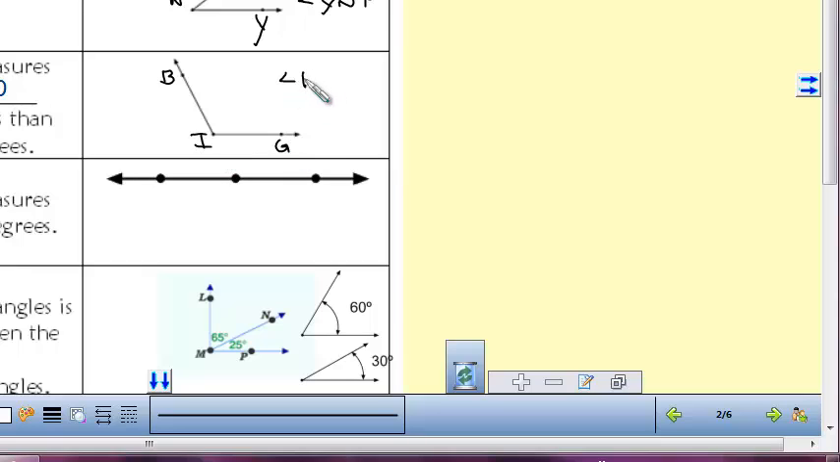For big, so it's a bigger angle. You could also call it angle GIB if you wanted to, as long as you keep the I, which is at the vertex of the angle, in the center when you name it.